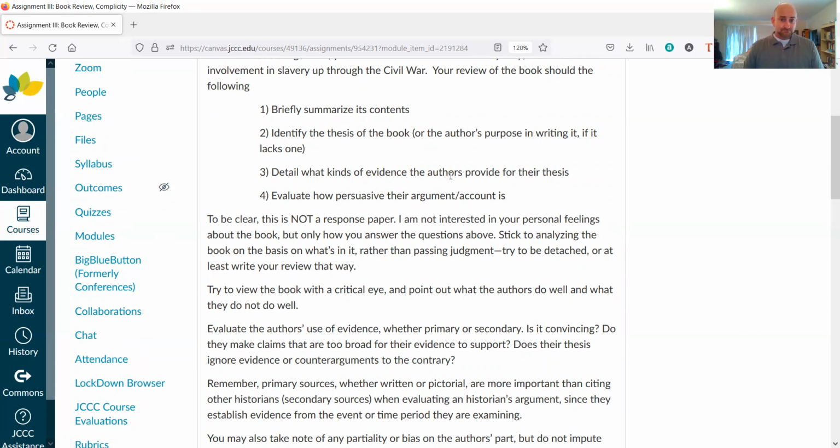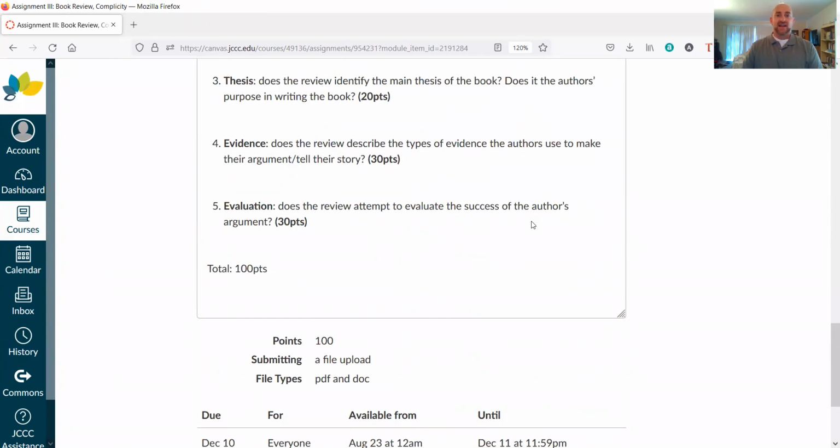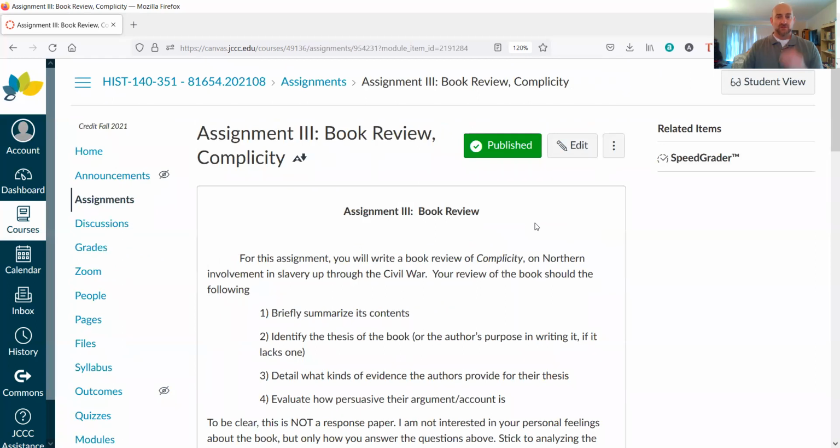And then finally, evaluate how persuasive their argument or their account is. This is almost more of an account, but it's pretty interesting. And like I said before, it goes into some detail. You can read the rest of this here, and you have the grading rubric there as well as with the rest of it. It's a pretty interesting book. It definitely gives you a different perspective on things. You never think of the involvement of the northern states in slavery.